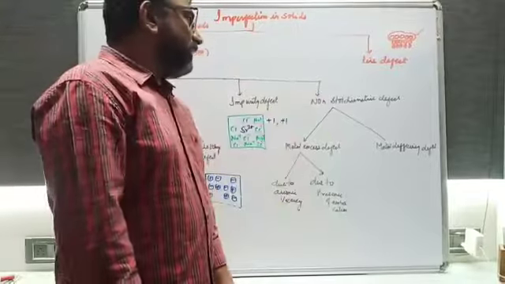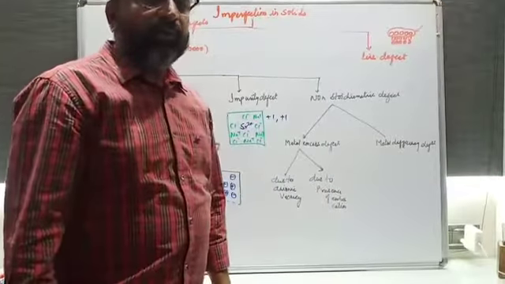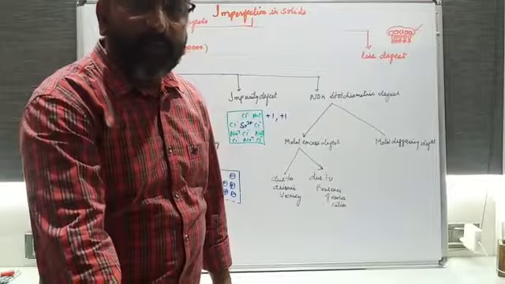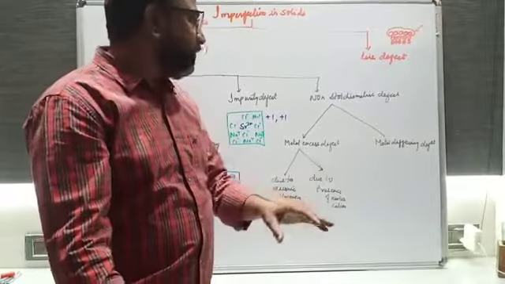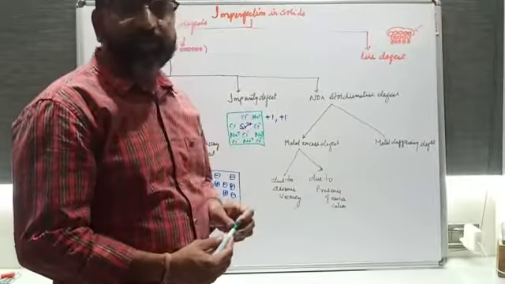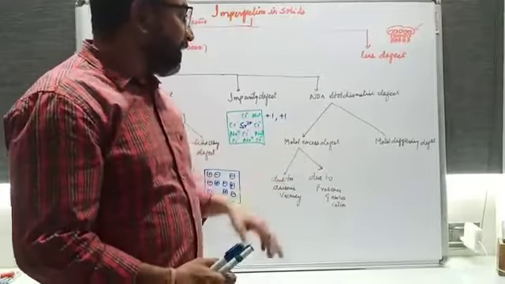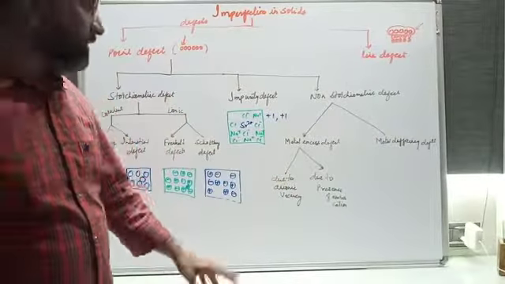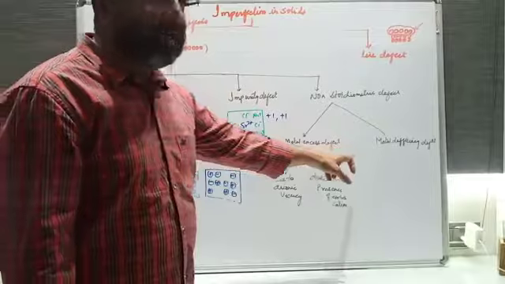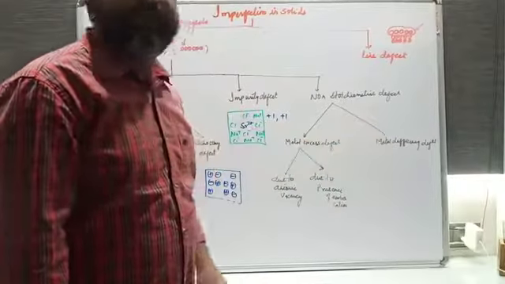Now coming to the next one, the non-stoichiometry defect. I told you that there will be a change in the number of particles. The number of particles will change, so this is called a non-stoichiometry defect. Now, how many types of non-stoichiometry defects are there? There are two: the metal excess defect and the metal deficiency defect.